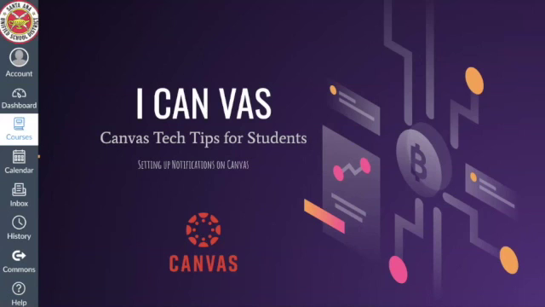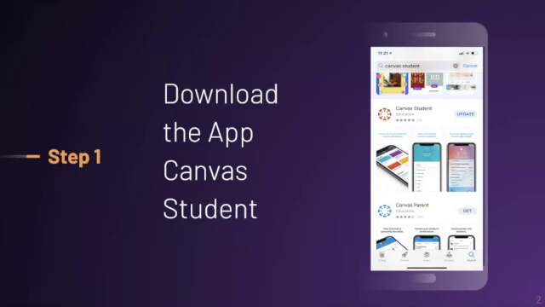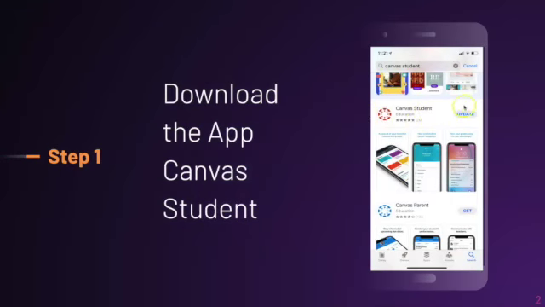Today we are going to be talking about setting up notifications on Canvas. Step one, we want to download the Canvas app. You do this whether you're using an Android or an Apple device.